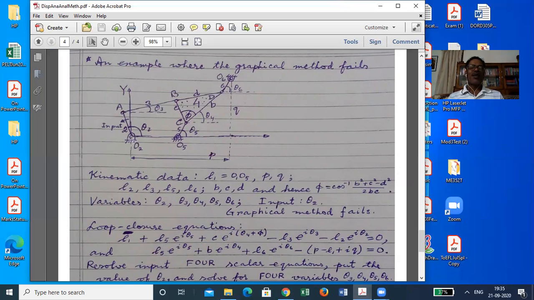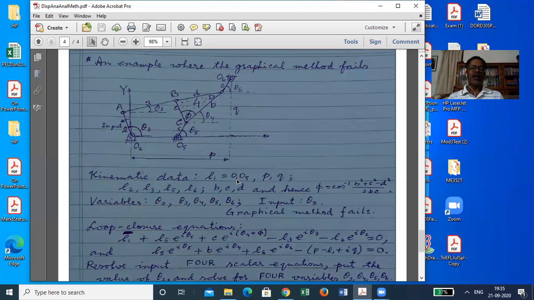Of course, the kinematic data will be L1, which is O2, O5. Oh, this should be O2, O5, not O1. There is no O1. O2, O5, that is this L1. And this point is PQ. XY coordinates I have shown in this frame. So O2, O5, that is L1, and PQ. These three are the frame data, and then the link lengths L2, L3, L5, L6, 4 binaries.